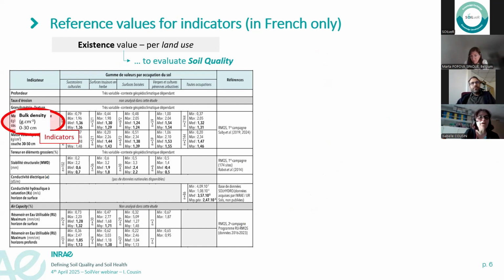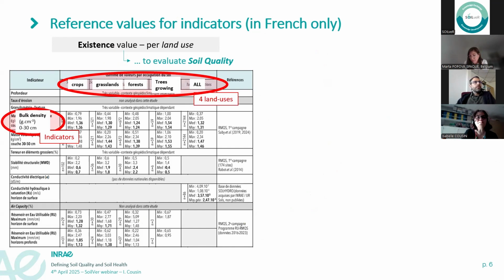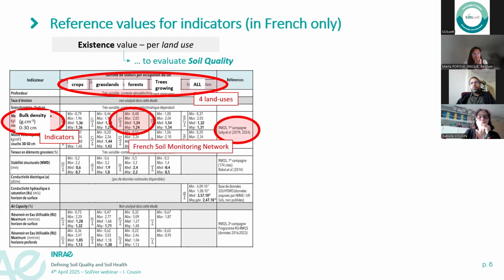So for example, you have here the indicator of bulk density. It's proposed for four land uses: crops, grasslands, forestry, vineyards, and all together. And for each indicator, you have the mean, max, median, and min value. And of course, the reference that we use, and usually this is the French Soil Monitoring Network. So with this, we can evaluate soil quality.